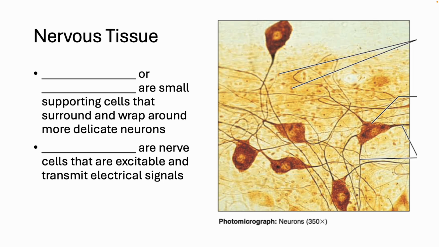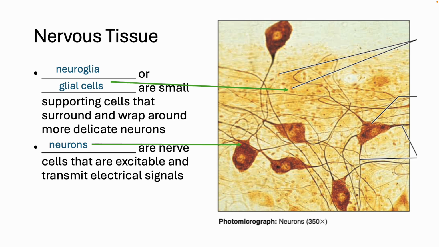Although it is very complex, the nervous tissue is made up of just two principal types of cells, which are going to be the neurons and the glial cells. So, neuroglia or glial cells are the small supporting cells that surround and wrap around the more delicate neurons. That is what that green arrow is pointing to around there. The other component, neurons, are nerve cells that are excitable and transmit electrical signals. That is what these larger staining cells are.